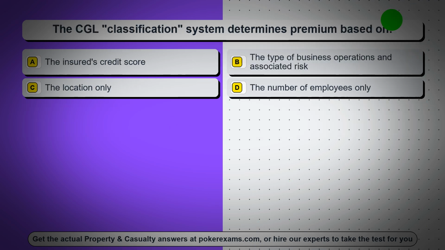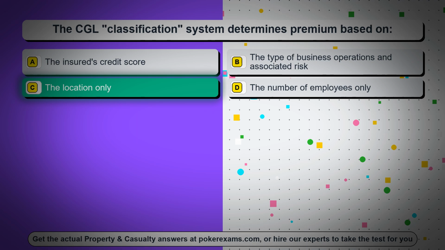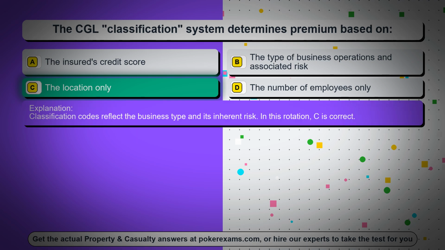Question 95. The CGL classification system determines premium based on: option A, the insured's credit score; option B, the type of business operations and associated risk; option C, the location only; option D, the number of employees only. The correct answer is option C, the location only. Classification codes reflect the business type and its inherent risk. In this rotation, C is correct.